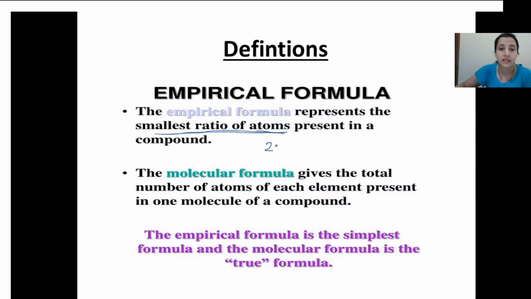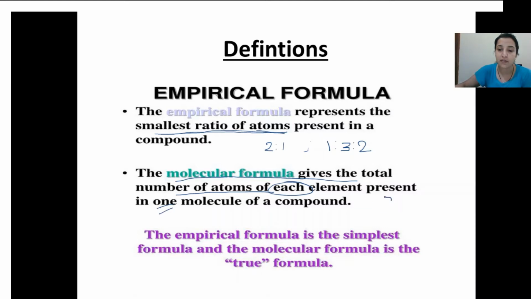It could be as 2:1, or it could be as 1:3:2, but it doesn't represent how many atoms of each element are in a compound. So that problem is solved by our molecular formula, because molecular formula gives the total number of atoms of each element present in one molecule of a compound.